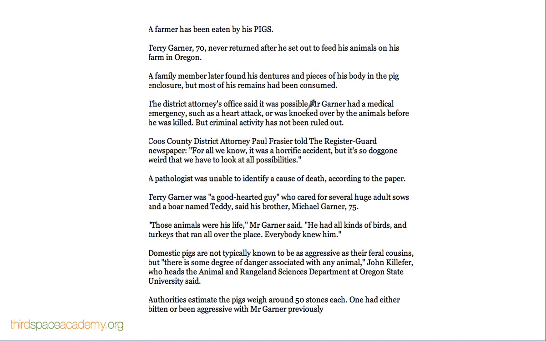There we are. Mr. Garner had a medical emergency, such as a heart attack, or was knocked over by the animals. But criminal activity. So actually we've got 1, 2, 3 possibilities there just in that one short paragraph. And that will often be what happens in these exams. You'll often get lots of information in a very short space of time, and a lot of the rest of it won't be relevant to that particular question. If another question comes up which is asking you about opinions, which we'll come on to in a future screencast, then that's fine. But actually here, you've got 3 possibilities.